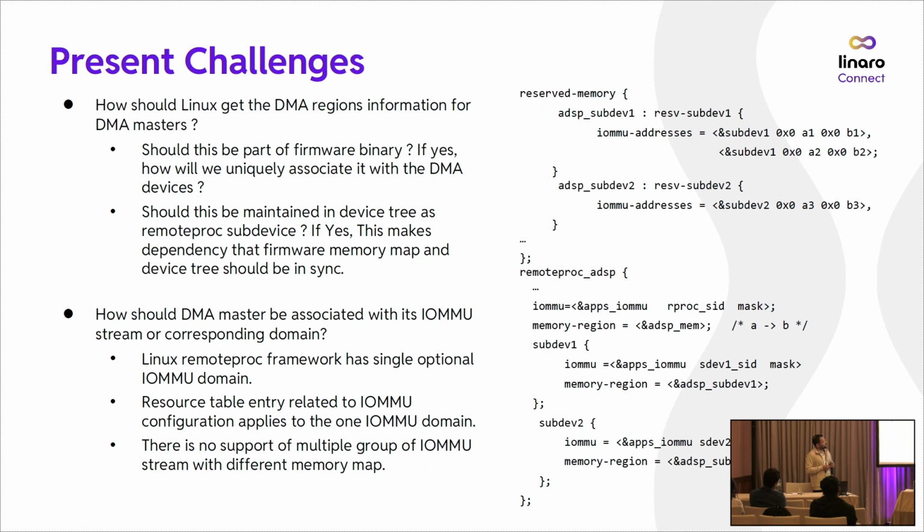Other than that, remoteproc, also as I said, the resource table entries, whatever is mentioned in that. Whatever resource table is part of the firmware applies to that single IOMMU domain. So there is no support for multiple per group, like two DMA masters that can access, and that should be access protected with the firmware. Those things do not exist in Linux, and that's why we are looking for a solution, or advice on how it could be done.